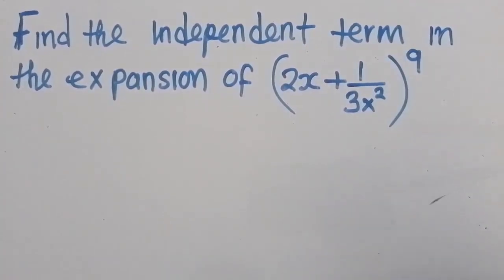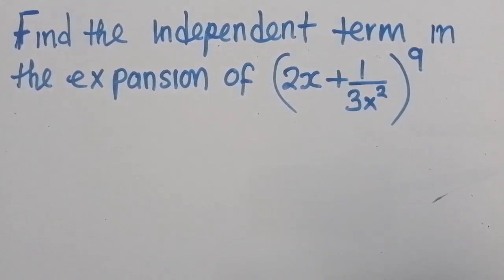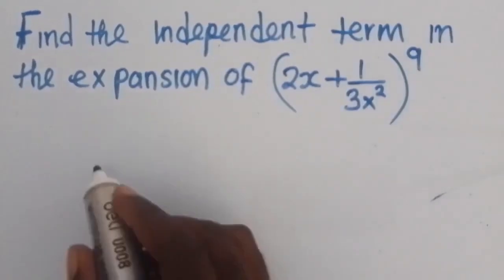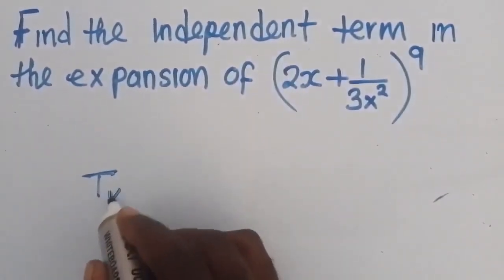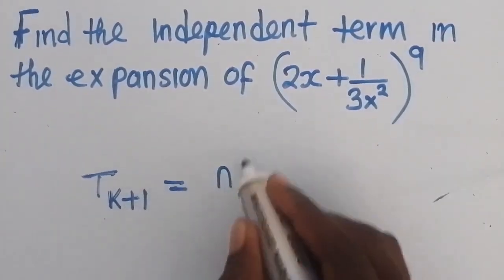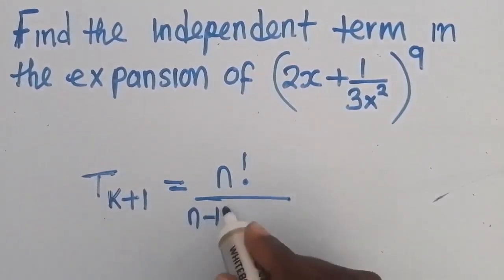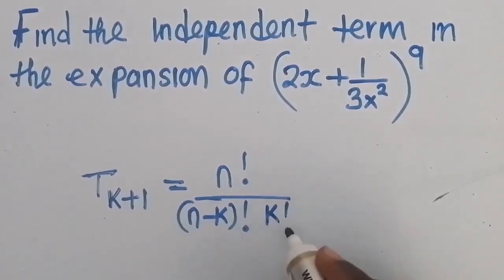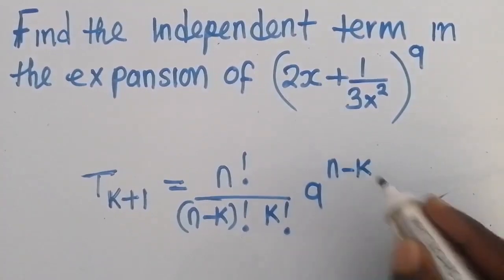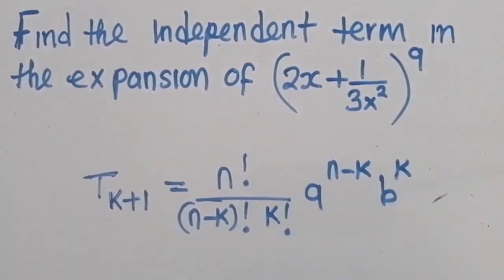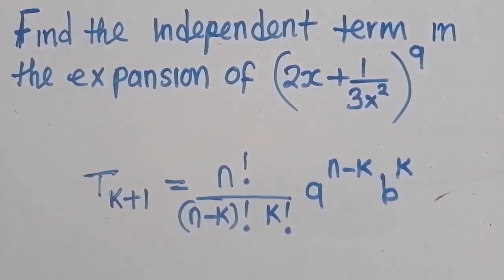The first thing that you need to know is the formula for finding coefficients. We've got this formula that we get to use whenever we want to find a term in a binomial expansion. The formula is T_(k+1) = n!/((n−k)! k!) a^(n−k) b^k. This is the formula that we use whenever we want to find a term in a binomial expansion. In this case, we want to find the independent term.